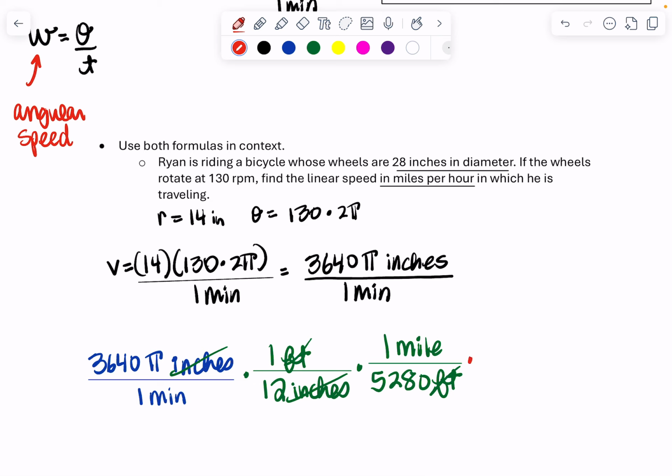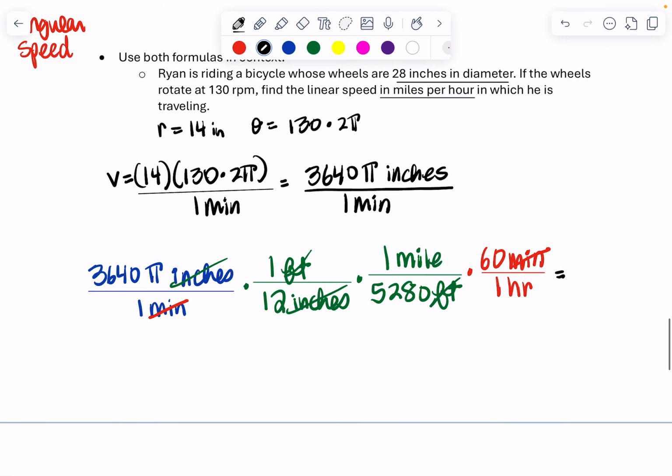So now I'm going to go to the time. We need it to be in hours, and I have minutes. So let's see, the relationship between an hour and a minute is there are 60 minutes in 1 hour. So I'm putting minutes there so my minutes can cancel, the units can cancel. So this is where that comes in handy.